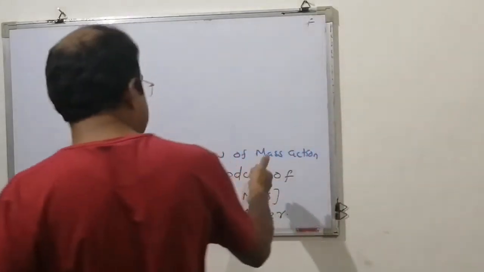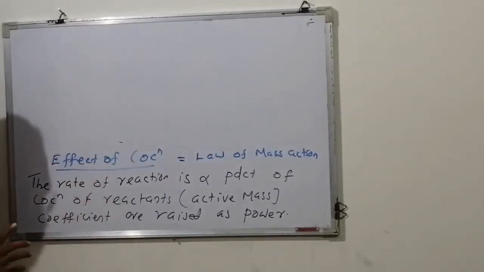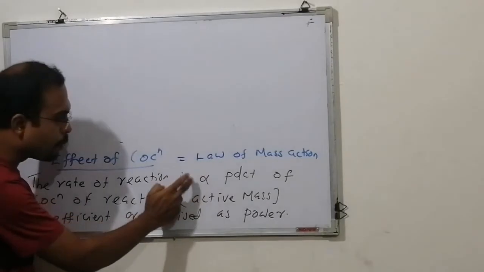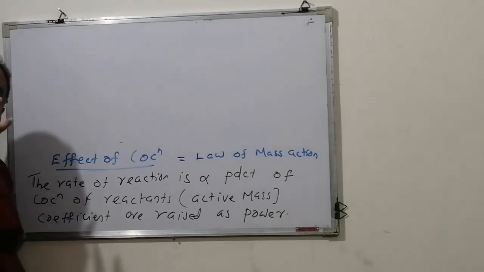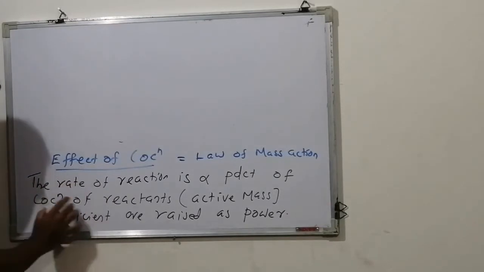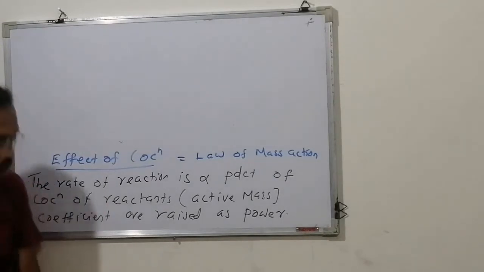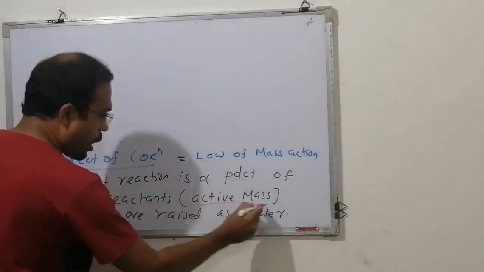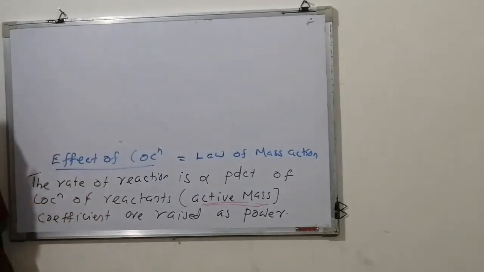The law of mass action says that the rate of reaction is directly proportional to the product of concentration of reactants. Listen, product of concentration of reactants. The concentration of reactants are called active masses. This is very important. Active masses means the active concentration which take part in the reactions.